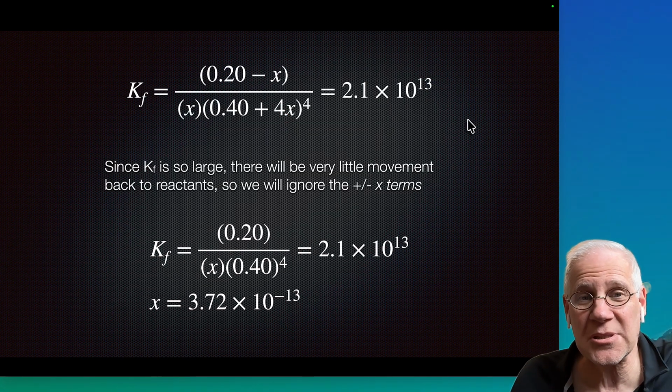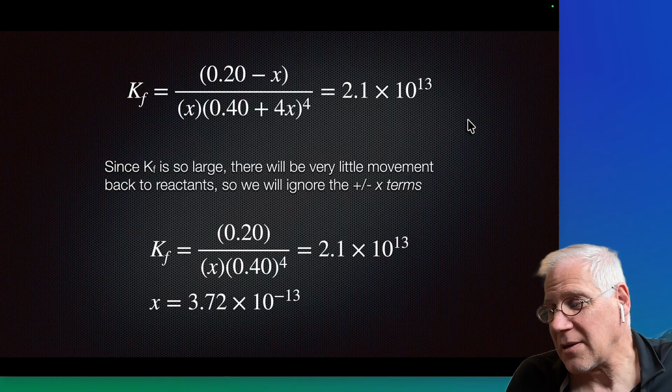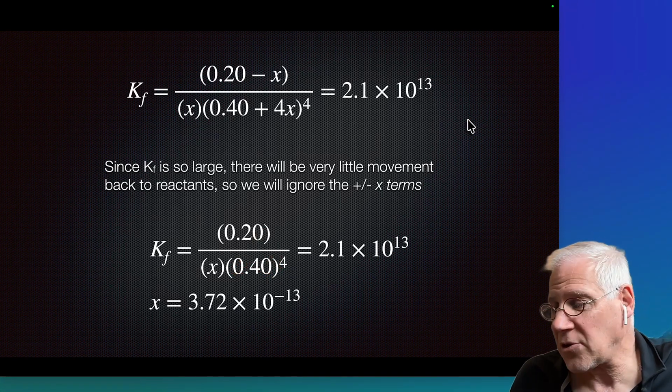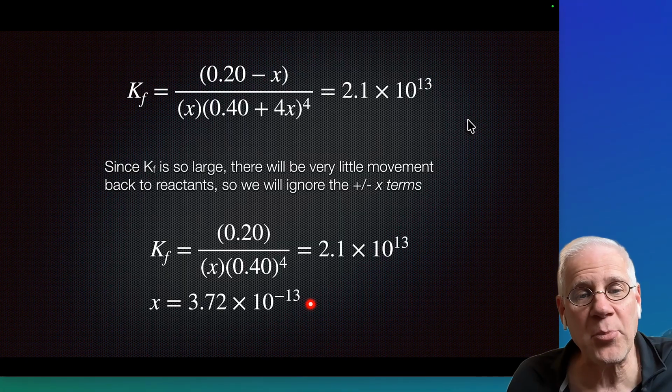As you can see, this really simplifies my equation. Now I just have 0.2 over x times 0.4 to the fourth. That is easy to plug into your calculator to solve for x. And when I do that, I get an x value of 3.72 times 10 to the minus 13.